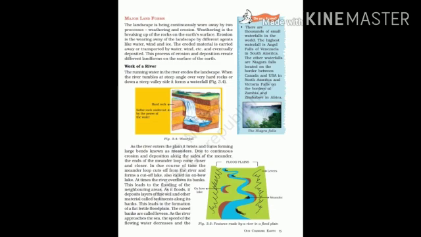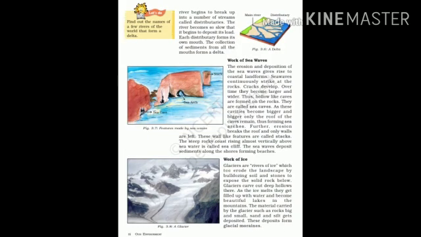At times, the river overflows its banks. It deposits layers of fine soil and other materials called sediments along its banks. This leads to the formation of a flat, fertile floodplain. Another topic we are going to see is work of sea waves. The erosion and deposition of the sea waves give rise to coastal landforms.